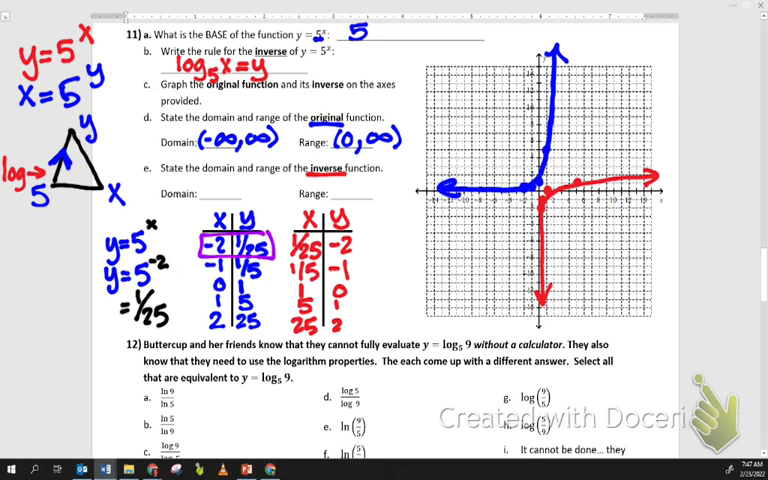What's our trick that we know for domain and range? We just switch them. Our x's and y's were switched, so our domain and range are flipped.